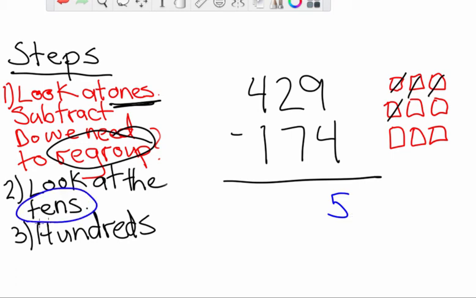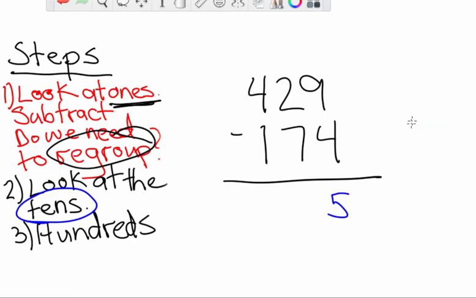So now I need to look at the tens. So again, I'm going to do the same thing. I'm going to ask myself this question. Can I, and I'm going to just erase this so I've got some room over here. I'm going to ask myself this same question. Can I do 2 and take 7 away? Because this is my hundreds. I've got 2 hundreds. Can I take 7 hundreds away from, tens?